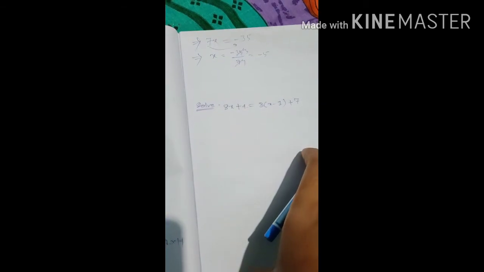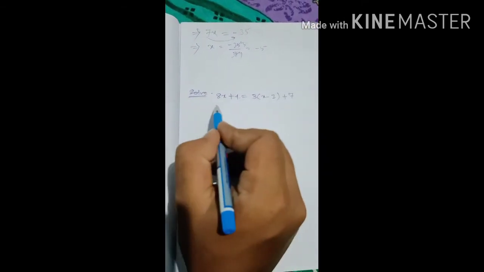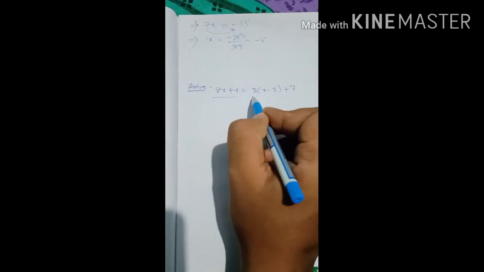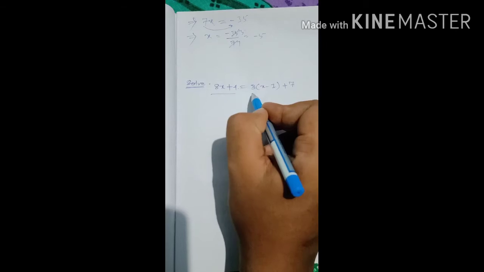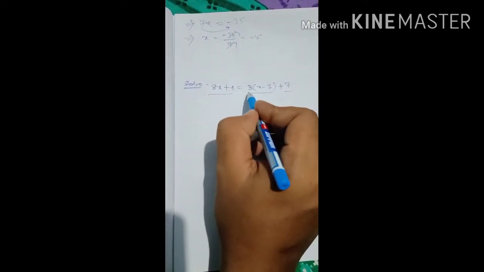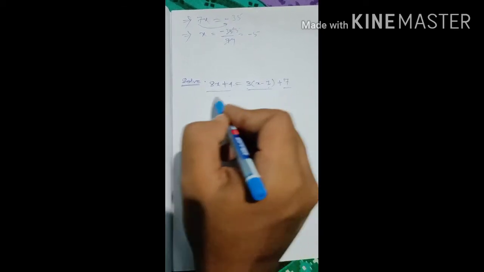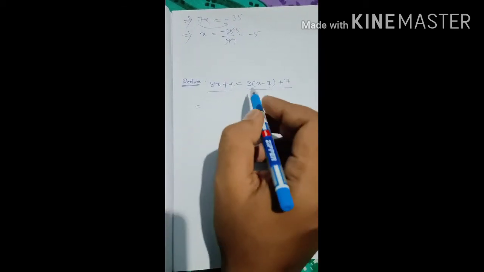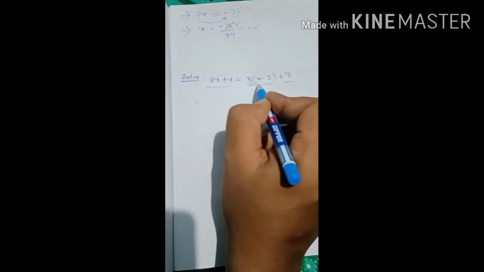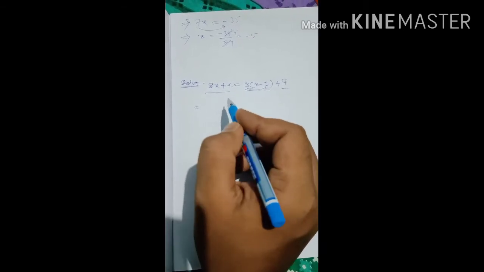Right now, so look at the third type example. Here the question is 8x plus 4 is equal to 3 into x minus 1 plus 7. Look at here, here 3 is multiplied with the whole term, that is x minus 1. So first of all, what we have to do? We have to multiply 3 with x, and again we have to multiply 3 with minus 1, as per the distributive property over subtraction.